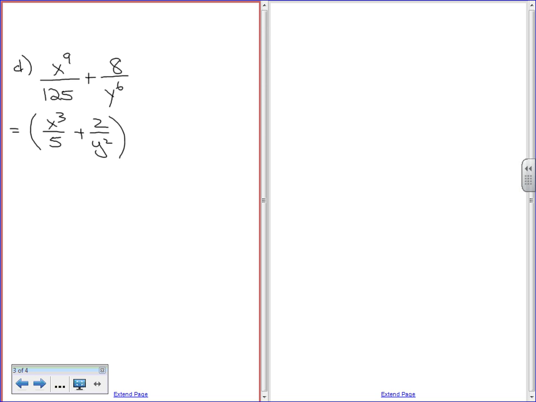So the next part is just a matter of saying, now all I have to do is square this first term. So x cubed times x cubed is x to the 6th. 5 squared is 25. Multiply the two terms together and change the sign. So negative 2x cubed over 5y squared. And then square the last term. 2 times 2 is 4, y squared times y squared is y to the 4th, and then that's it. So no matter how ugly these questions get with fractions and different exponents on the x's and the y's, the concept's the same. Make sense?